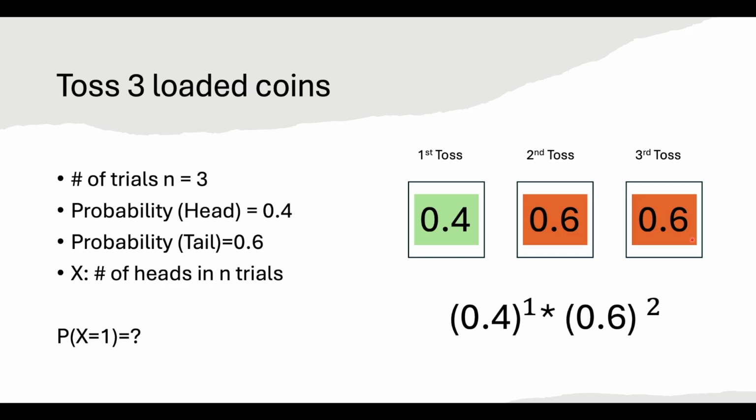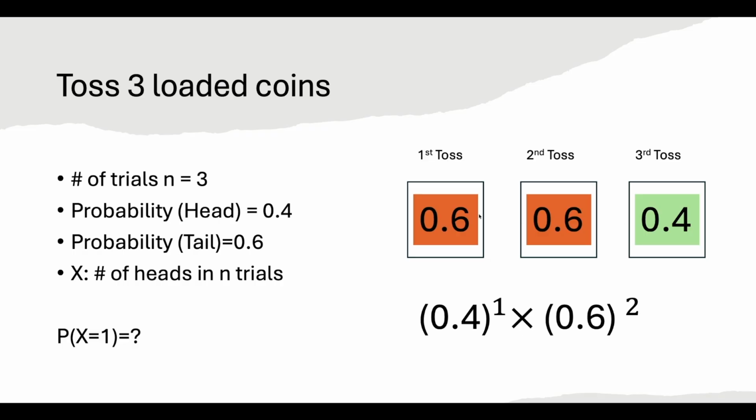But this is not the only combination that we can expect for having 1 head. The next combination is if we have the head in the second coin. That would be 60% multiplied by 40% multiplied by 60%, still the same probability. The next combination can be tail, tail, head, and still 60% multiplied by 60% multiplied by 40%. That's still 0.4 multiplied by 0.6 power 2.